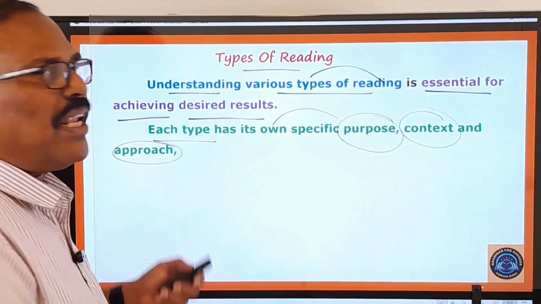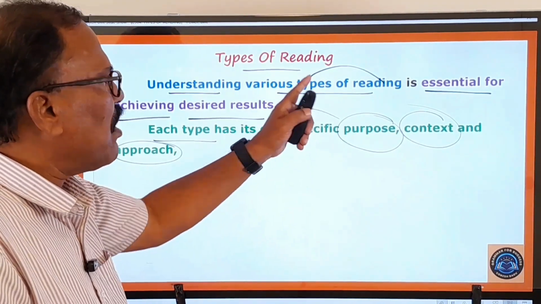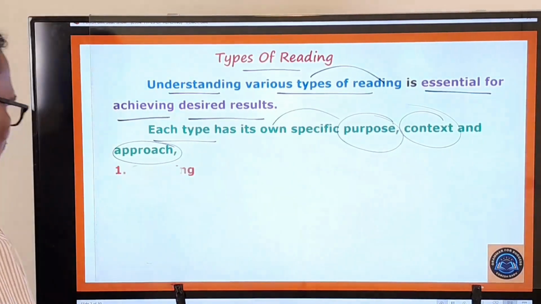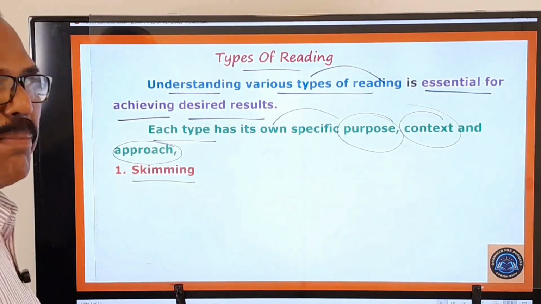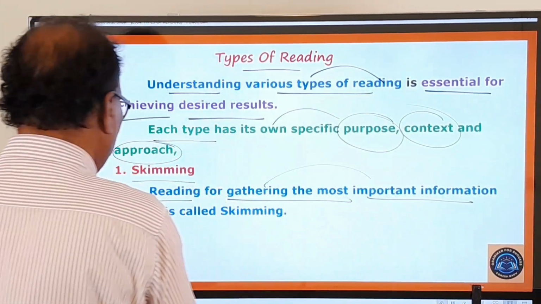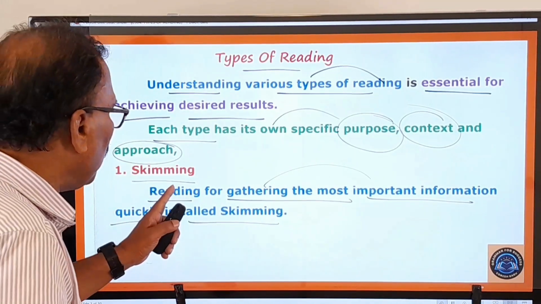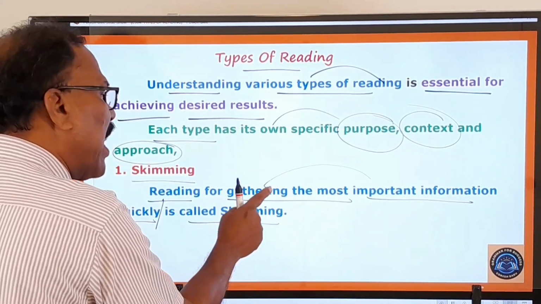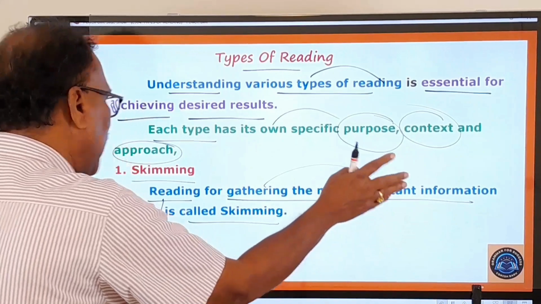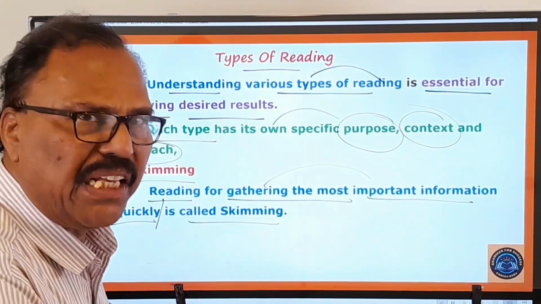So these are the two important introductory points about the types of reading. Now let me go into the details of the types of reading. The first one here is skimming. What is skimming? Reading for gathering the most important information quickly is called skimming. That means through this type of reading you gather the most important information very quickly, very speedily, very fast.